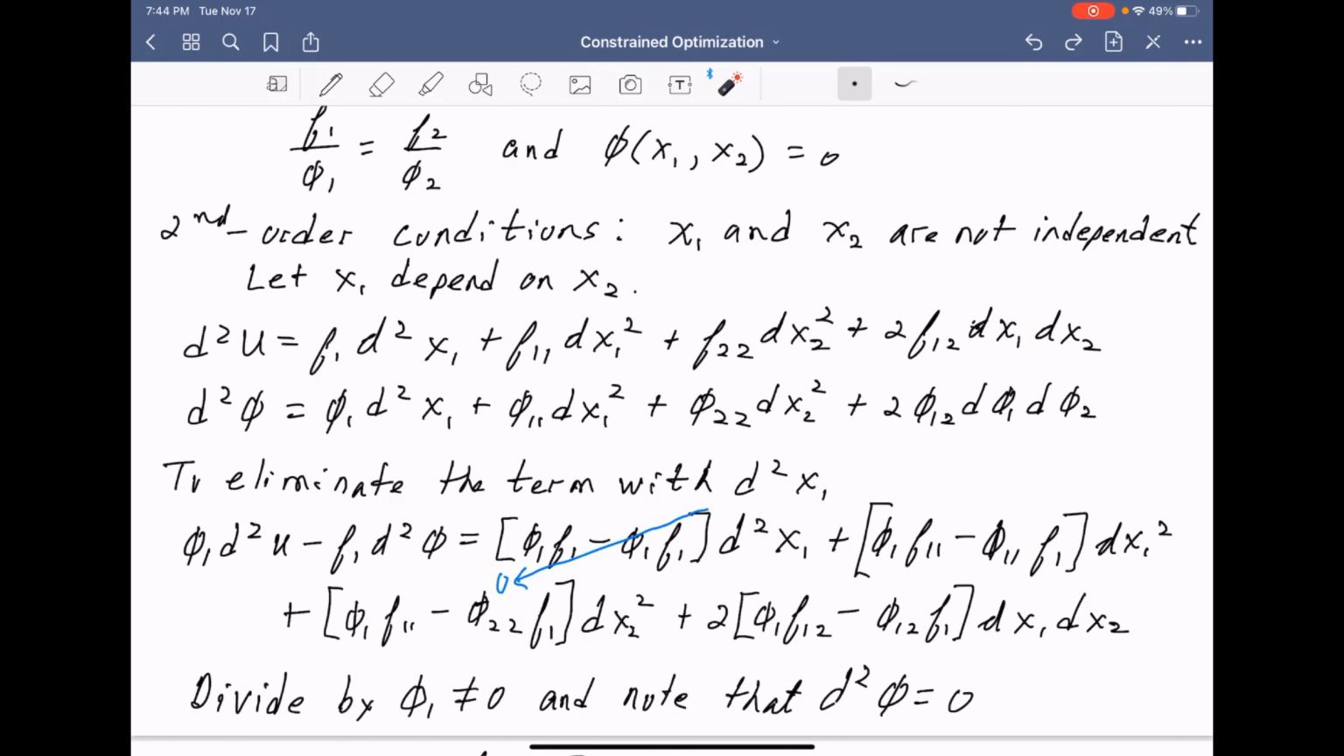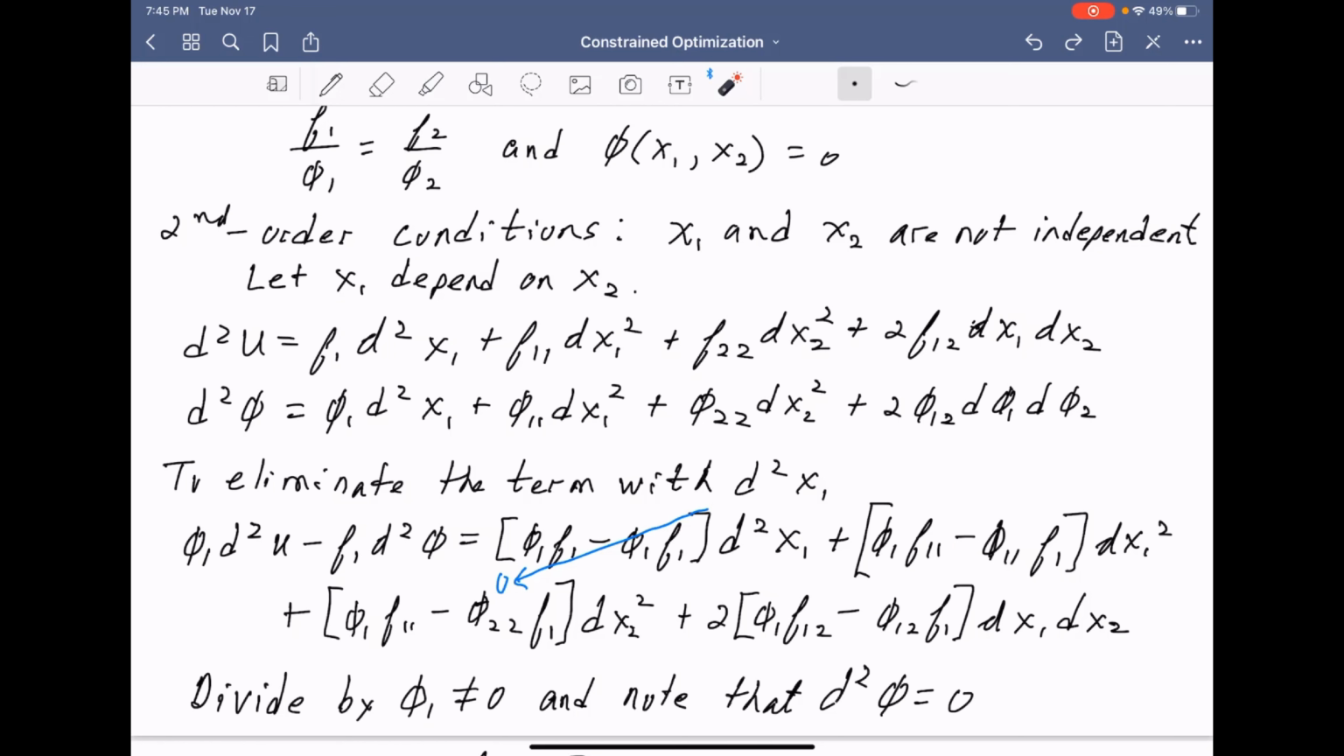We get this d squared x1, and the second partial derivative with respect to x2 dx2 squared, and again the same kind of idea here, except now we're talking about the constraint sets. To eliminate this term, we want to get rid of this term, dx1. So what we do is we take phi1 d squared u, all right, minus f1 d squared phi.